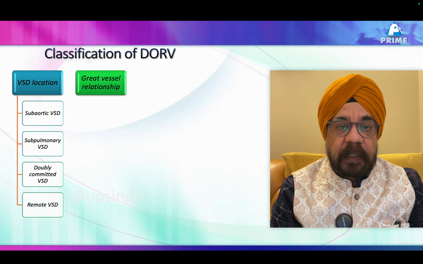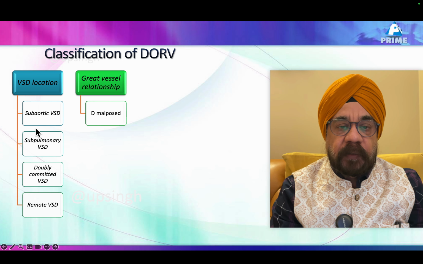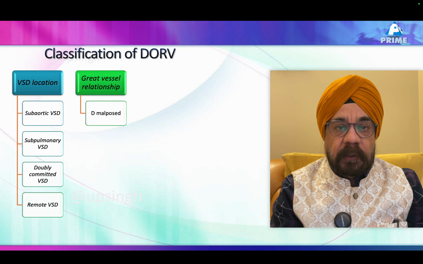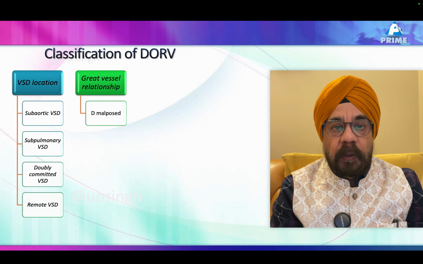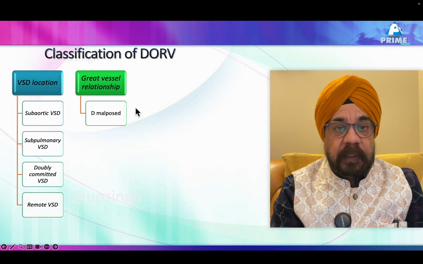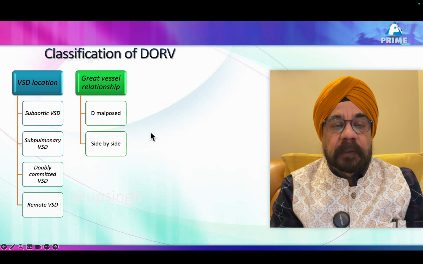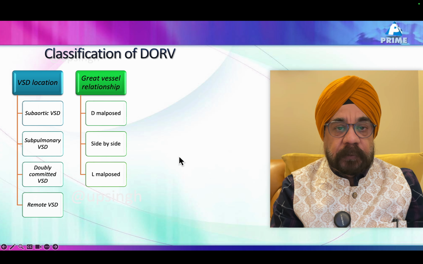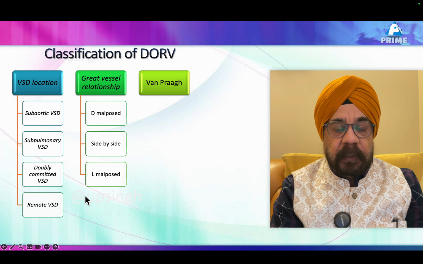Great artery relationship is the next, because great artery relationship actually decides where the VSD is going to be, whether it's going to be subpulmonary or subaortic. D-malposed, we don't call it transposition because arteries are not transposed, because both arteries are coming from the right ventricle, and it's not that the aorta is coming from the right ventricle and the PA is coming from the left ventricle, where we call it transposition of great arteries. So it's malposed great arteries. That's why we define them as D-malposed or a side by side relationship, or L-malposed great arteries, or could be a normally related great artery.